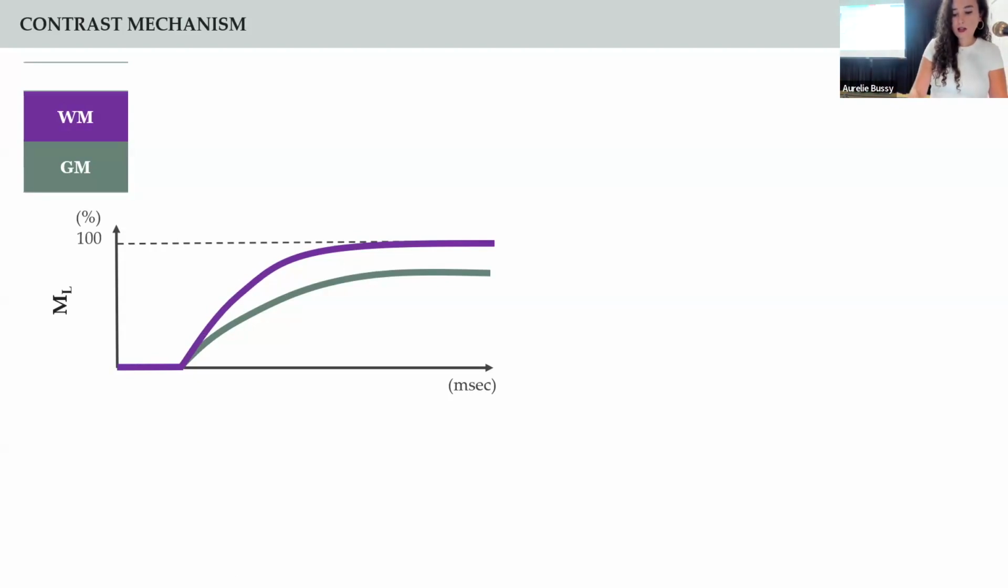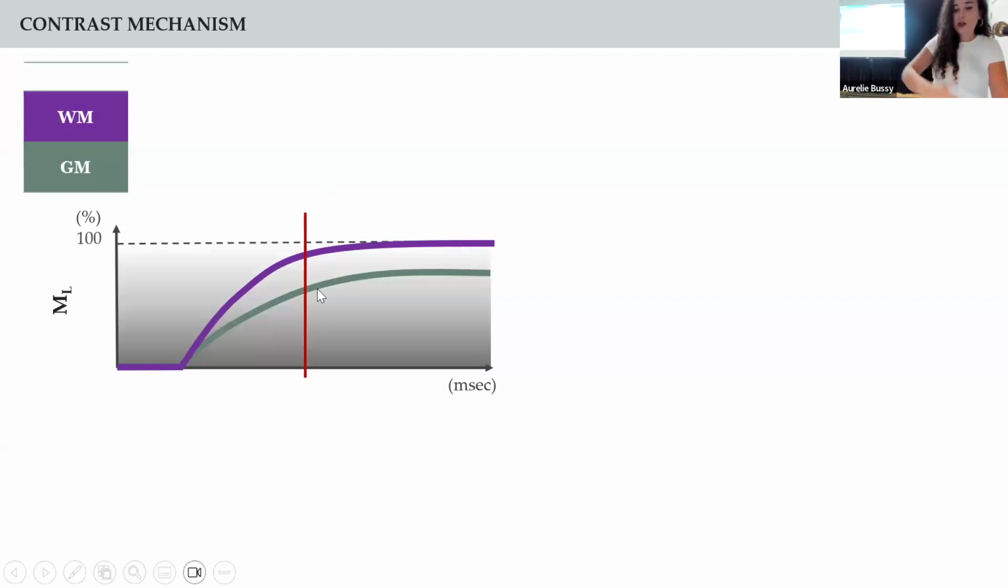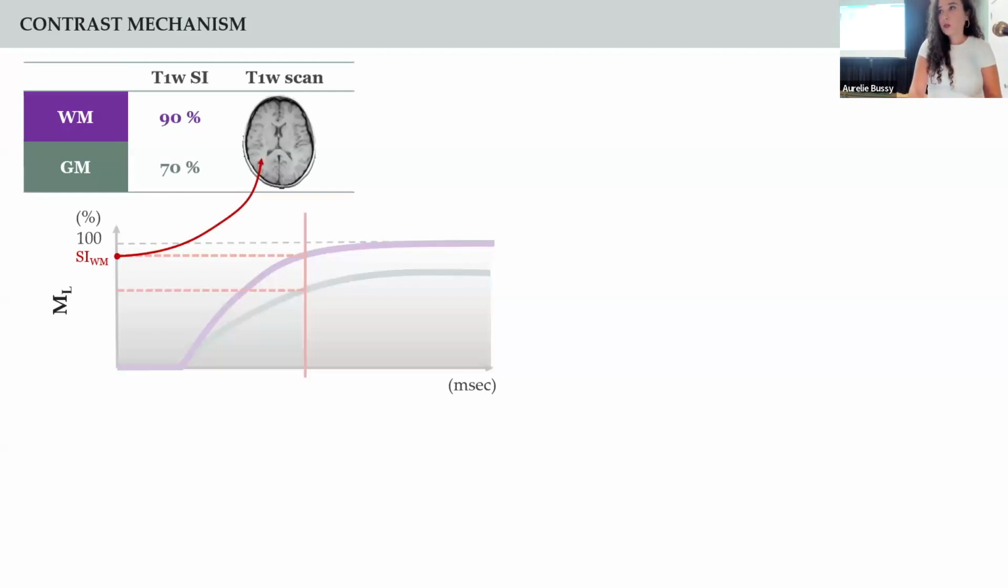So let's say I put my time here and I do a screenshot of the image. And you can see that at this time, if we see the magnetization as a grayscale, as how we look at images, we will have a different signal intensity for the white matter and for the gray matter. And that is the reason why in T1 weighted scans, a white matter voxel will always be brighter than a gray matter voxel. So it's really about these rates of relaxation.